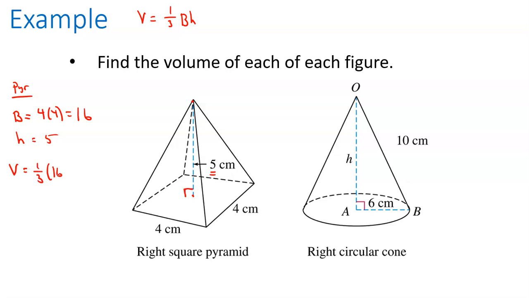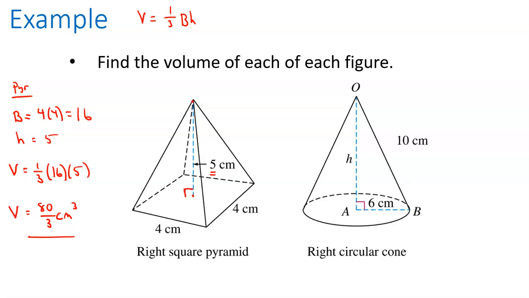1/3 area of the base, which is 16. Height is 5. And then we end up with what? 80/3? It's not a whole number. That's okay. Cubic centimeters, right? Base is in square centimeters, multiplied by another centimeter, you get a cubic centimeter. So the volume for my pyramid is 80/3 cubic centimeters.